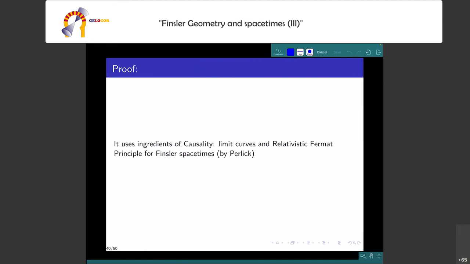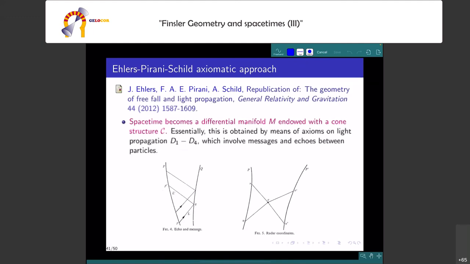So let's go to the last part, the foundations. Here I want to recall the axiomatic approach by Ehlers, Pirani, Schild. In this axiomatic approach, they prove several things. They start with some axioms, and in a first step, they prove that spacetime has to be a manifold using messages and echoes between particles, the radar coordinates.